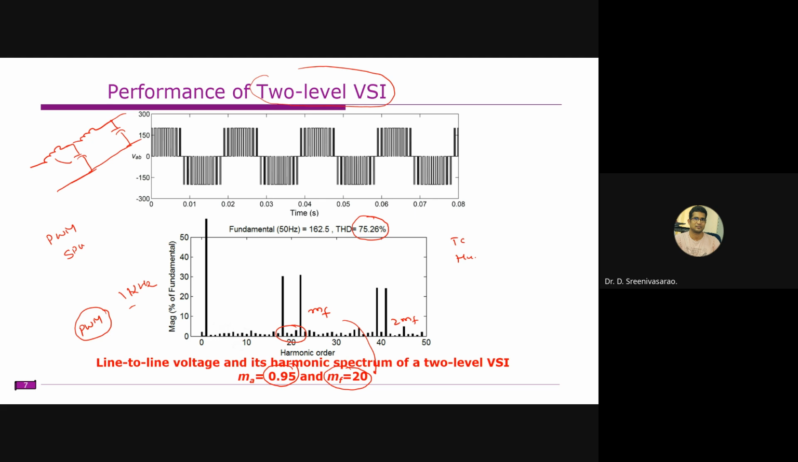The most commonly used filters are the LCL filters. These filters will suppress the harmonics at different levels, and they will make this voltage waveform as close to a sinusoid as possible.